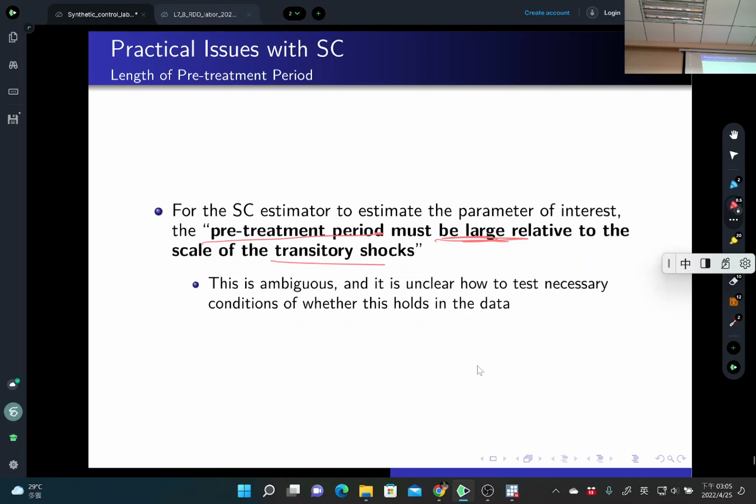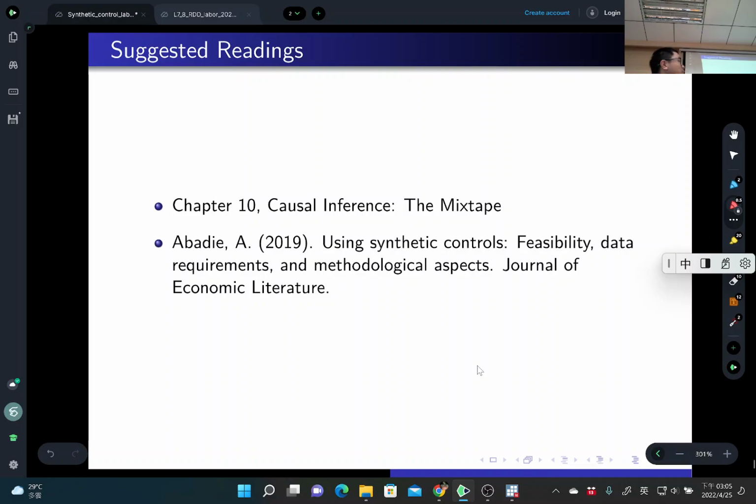How long is very long? Okay. So until now, no one gave us criteria or guidance on how long the pretreatment period should be. So you just need to find as long as possible. So maybe I think 40 or 20 or 30 time periods could be long. Okay. So this is the new method.